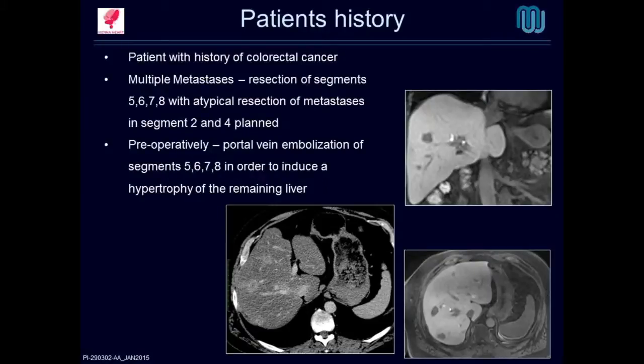On the CT and MRI images we can see the metastasis. Preoperatively we want to perform portal vein embolization in segments 5 to 8 in order to induce a hypertrophy of the future remaining liver prior to resection.